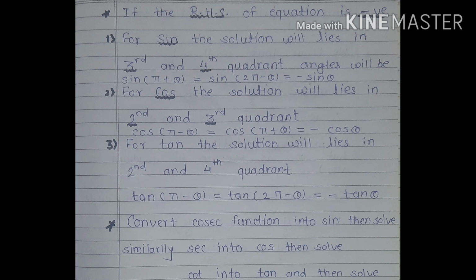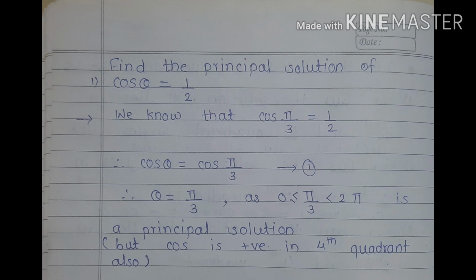If the equation involves cosec, sec or cot, then convert cosec function into sine, then solve. Similarly, sec into cos, then solve, and cot into tan, and then solve. Now let's solve some examples using this information.